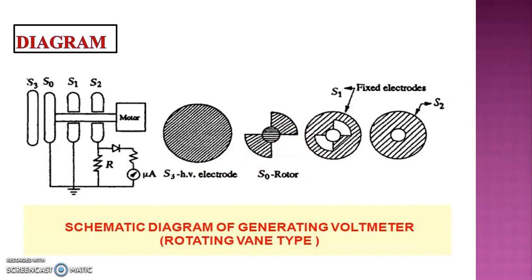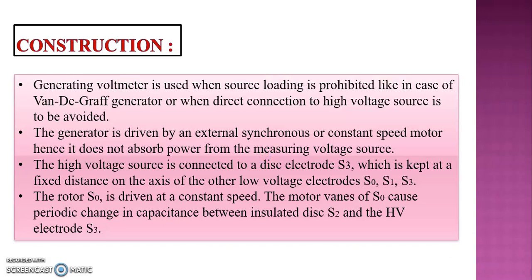This leads me to the next topic, construction of the generating voltmeter. A generating voltmeter is used when source loading is prohibited, like in the case of a Van de Graaff generator, or when direct connection to a high voltage source is to be avoided. The generator is driven by an external synchronous or constant speed motor, so it does not absorb power from the measuring voltage source. The high voltage source is connected to a disc electrode S3, which is kept at a fixed distance on the axis of the other low voltage electrodes, that is S0, S1 and S2.